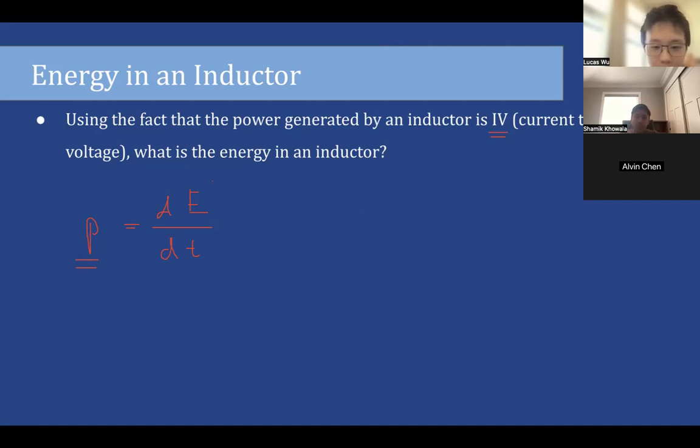And just as a reminder, what was V? V was equal to the inductance times the derivative of current, L times dI over dt.